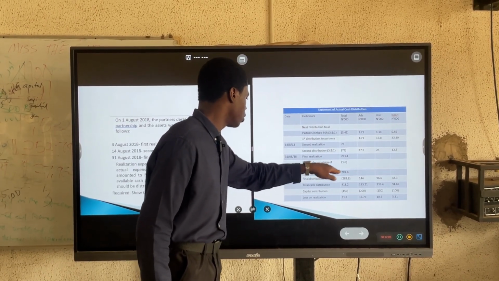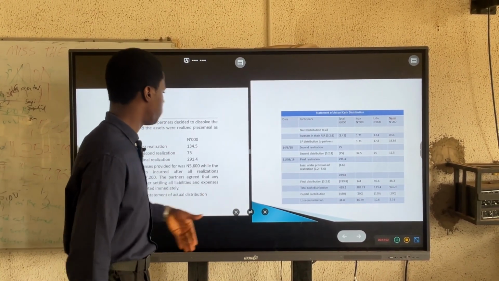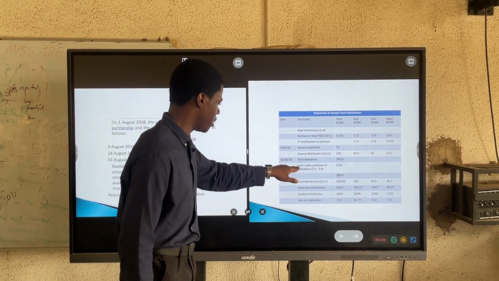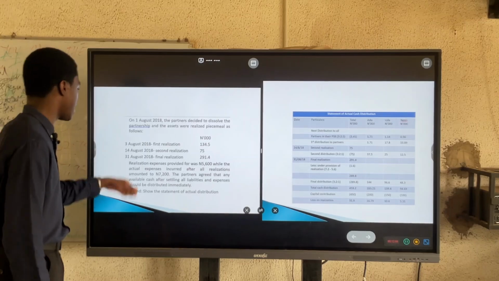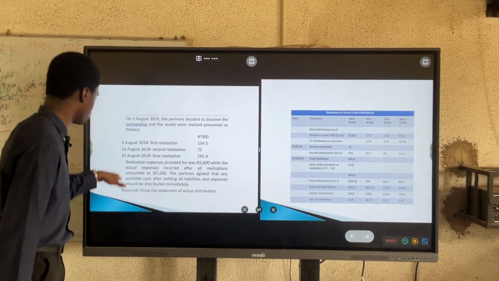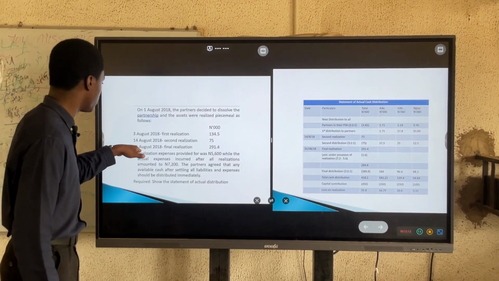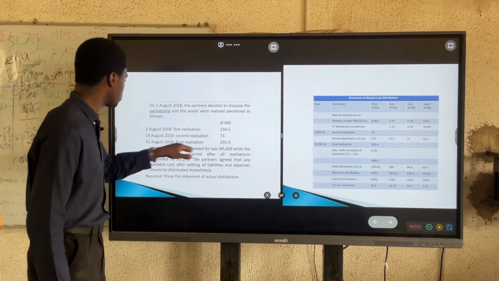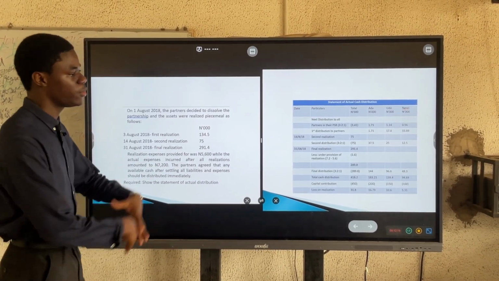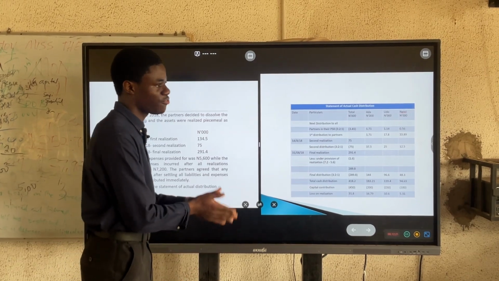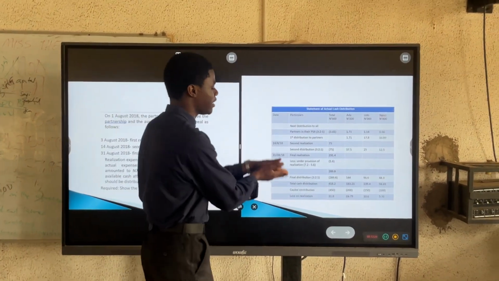they expected to distribute. Now, why are we putting this under provision in the final realization? Why are we not putting it in the second? Why are we not putting it in the first? The reason is because they stated clearly that after all realizations, realization expenses provided for was this, while the actual expenses incurred after all realizations amounted to this. So it means that after you have made realizations, we are made to account for that in the final realization.